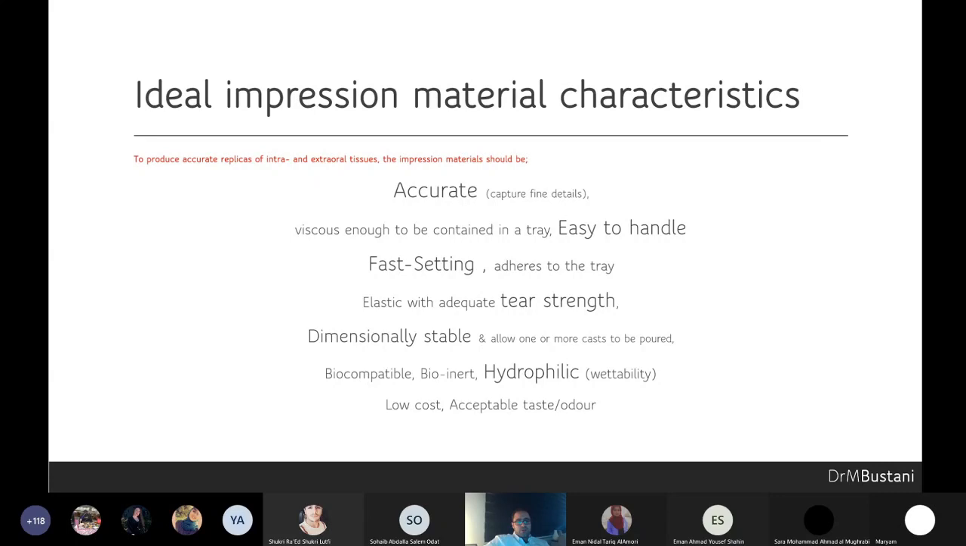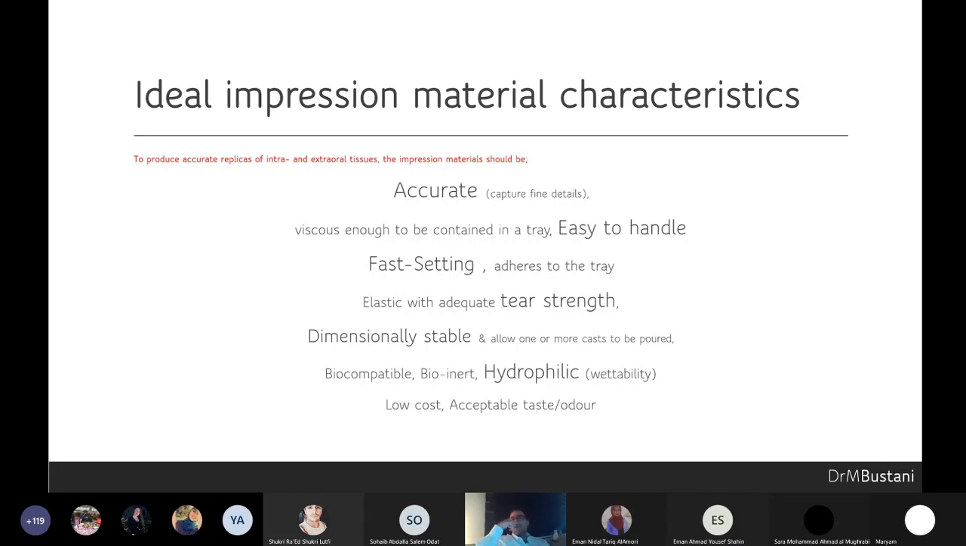Also, the material should be easy to handle. It shouldn't be messy. It shouldn't take a long time to set, so it should be fast setting. Also, it should adhere to the tray. So when we take the material out of the mouth, we need the whole material in the tray, not sticking to the teeth. It should be adherent to the tray and not have any separation, so any rebound in the material won't affect the accuracy of the impression. As we have said, it should be elastic with adequate tear strength after setting, so when we take it out from the mouth, it won't tear.